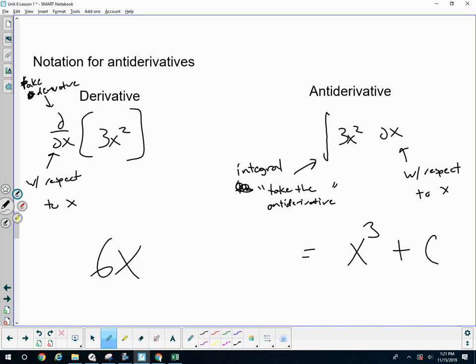What's important is that if there was anything else in here besides just 3x squared, like plus 2, you would need to use parentheses because it is kind of like multiplication, just like it is kind of multiplication over here. So just make sure you use parentheses so that you understand it would be x cubed plus 2x plus c. It's not that important, but it is proper notation. Okay? Parentheses needed.